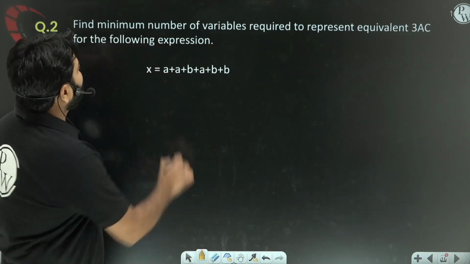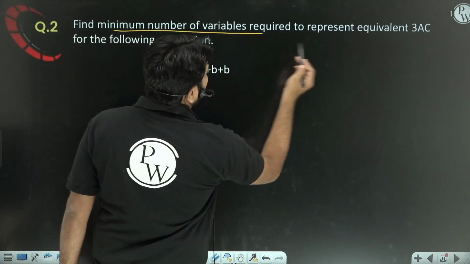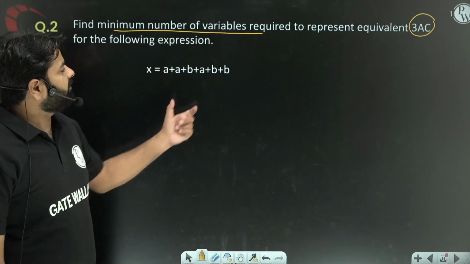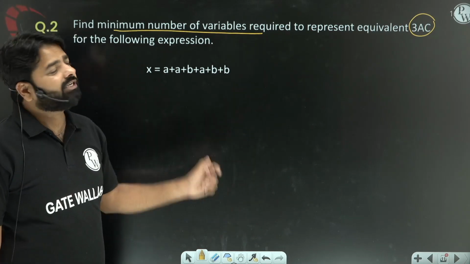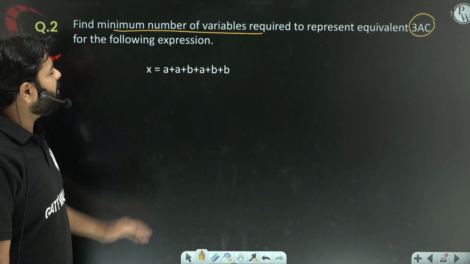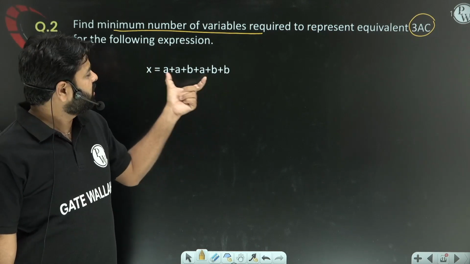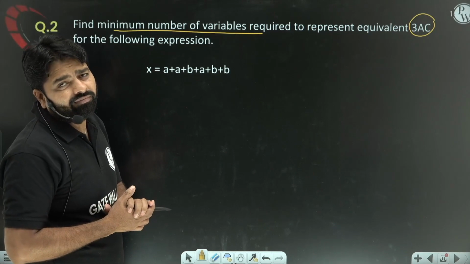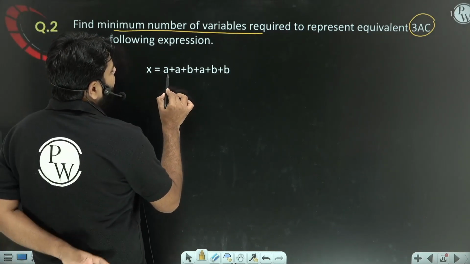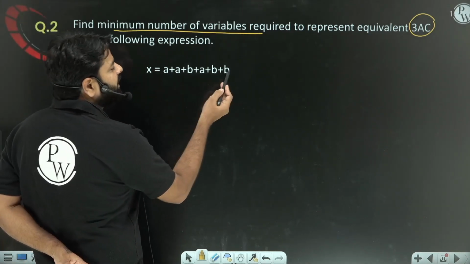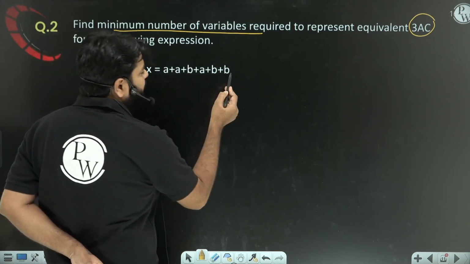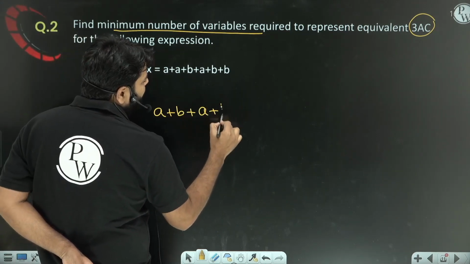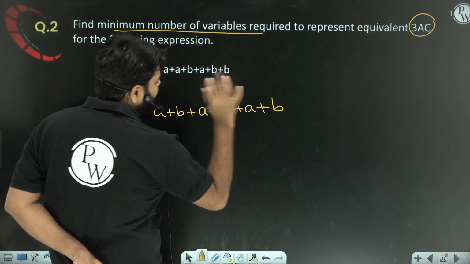Next, you need to find the minimum number of variables required to represent the equivalent 3 address code. After the DAG, in which we found the number of nodes and edges, here we will compute the number of variables. How few variables can you take to perform the same logic? As I told, you need to use commutative operations. Any addition is commutative, so you can shift either B to here or A to there. So when you shift it, it becomes A plus B, A plus B, A plus B. So this will be the expression.